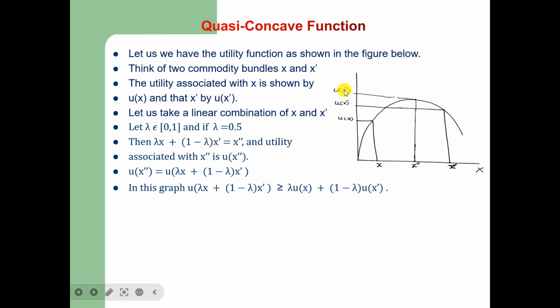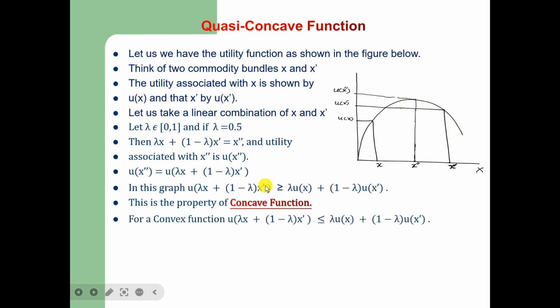So this utility of the linear combination is greater than this statement, that is lambda u of x plus 1 minus lambda u of x prime. So this is the property of a concave function. So as we see, this is a concave function. For a convex function, u of lambda x plus 1 minus lambda x prime will be less than or equal to lambda u of x plus 1 minus lambda u of x prime. So this is the opposite of this.